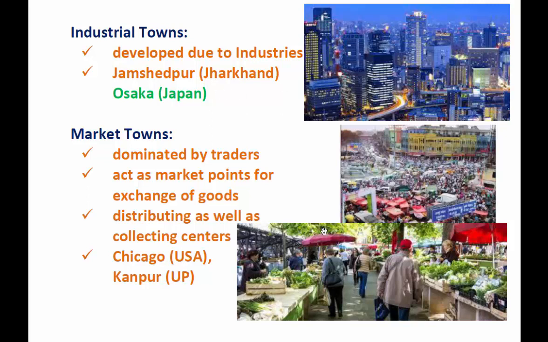Another type of urban settlement is the market town. It is developed because of the market. These towns are usually dominated by traders or businessmen, and this place acts as a market point for exchange of different goods. They are also distribution as well as collecting centers. They will distribute their products as well as collect different products from that market. This is what we call a market town.